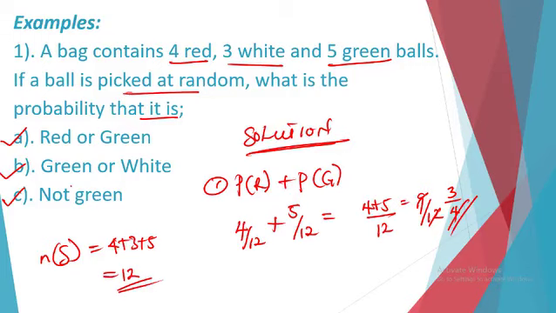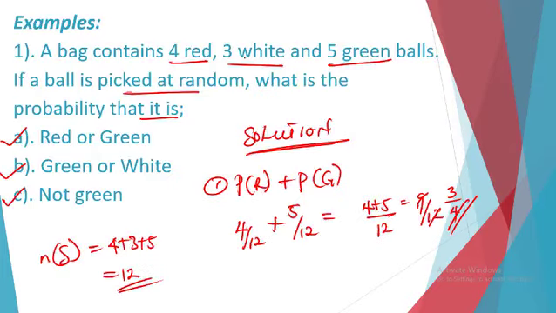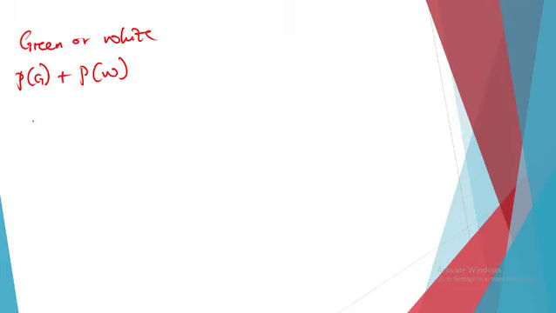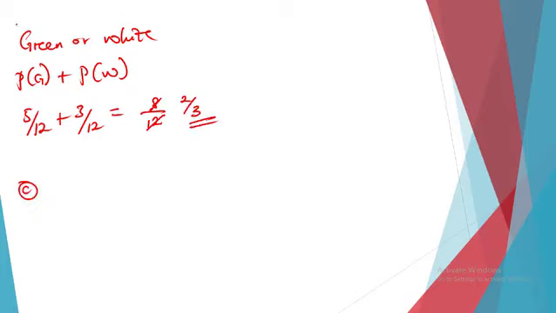Then the B, green or white. Let's go over to the next page. Green or white. So we have the probability of green plus the probability of white. Our green is 5, our white is 3, and our sample space is 12. So we have 5 over 12 plus 3 over 12, which is equal to 5 plus 3 is 8, so 8 over 12. 4 can go here to give us 2, and 4 here will give us 3. So we have our answer to be 2 over 3.